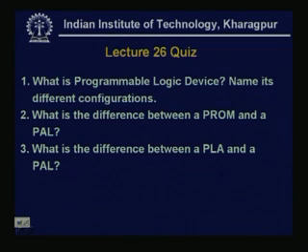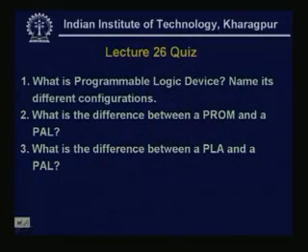So, the first question was, what is a programmable logic device? Name its different configurations. We have seen that programmable logic devices are mainly array type structures that can be divided into two parts. The left hand side is the AND array, the right hand side is the OR array, and either one or both can be programmable to realize a logic device. This is called the programmable logic device. And for its different configurations, we have read the configurations. First one is programmable ROM.